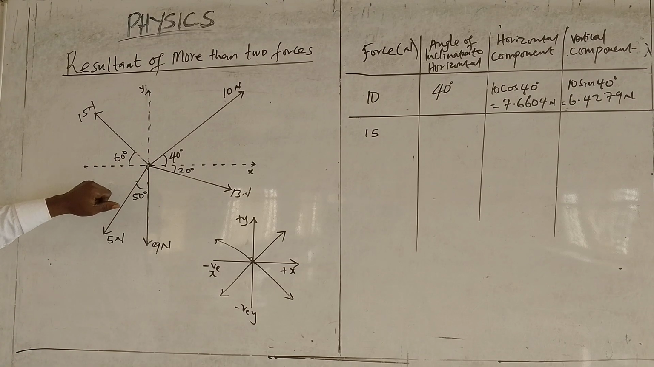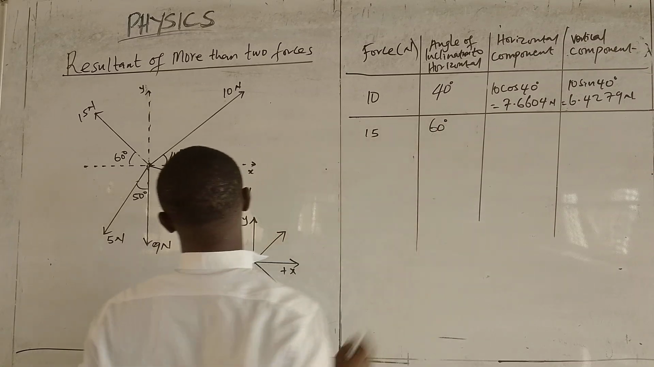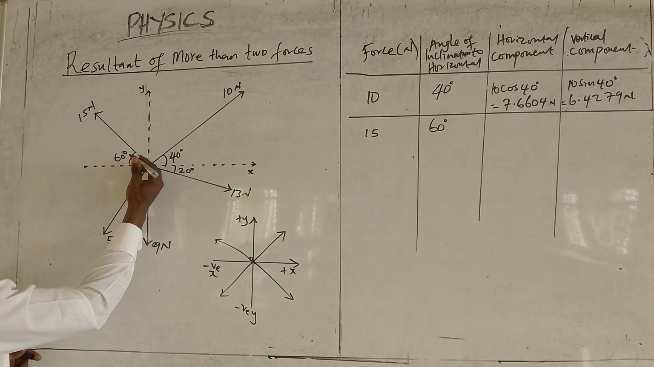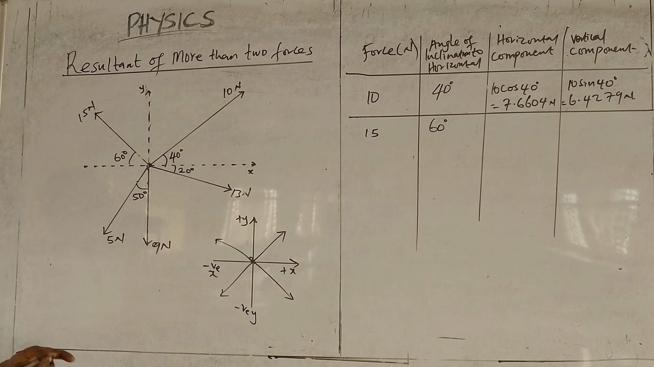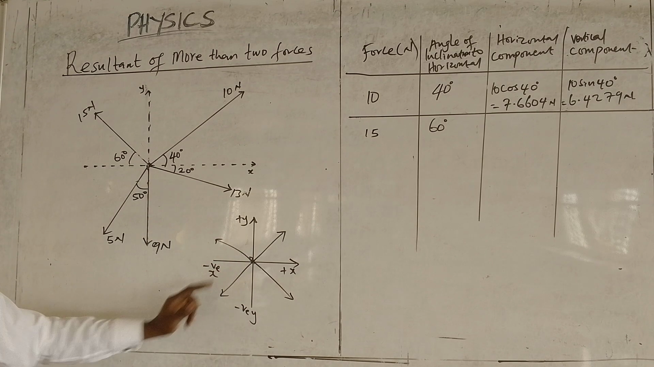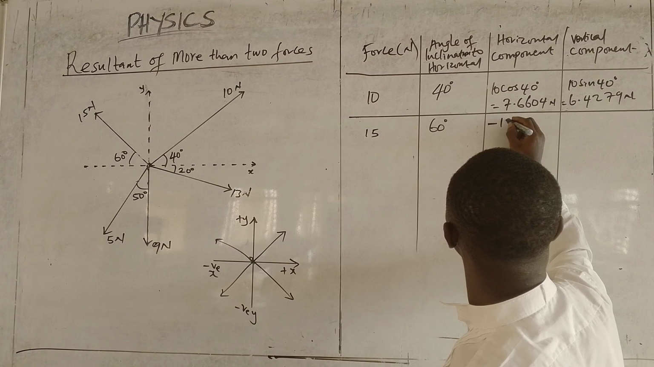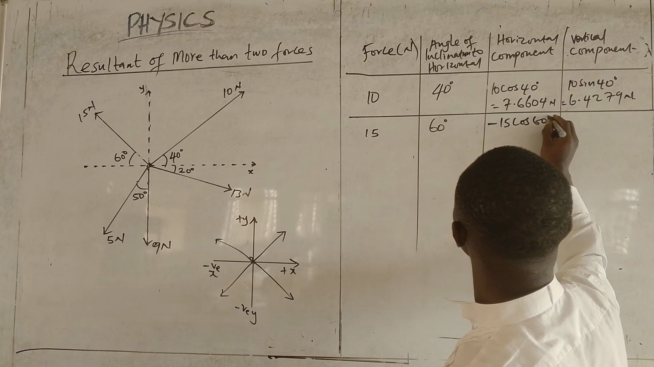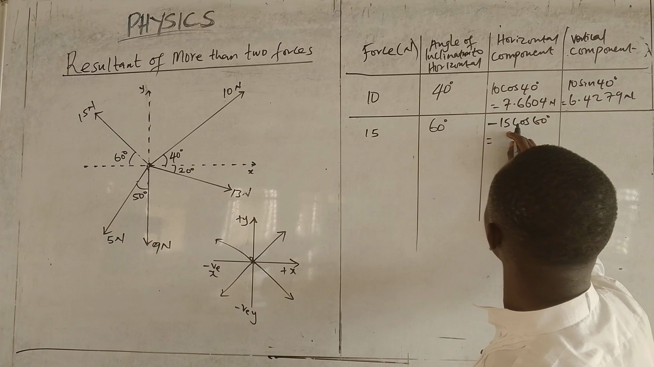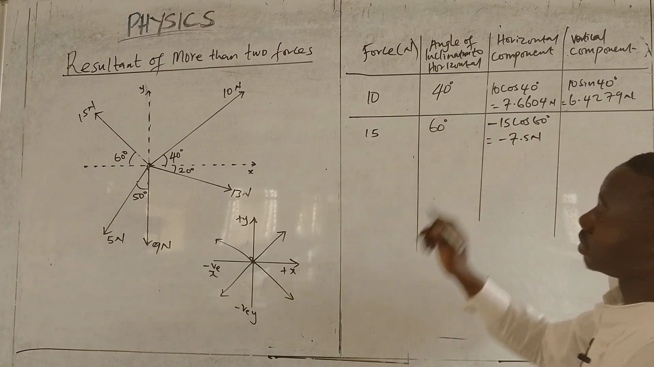Or let me play a trick on you. So the angle of inclination to the horizontal is what? 60 degree. Now the horizontal component, is this force going to have positive or negative horizontal component? Something is moving this way. That's negative horizontal. So your minus first. So that's going to be minus 15 cos 60 degree. And that's minus 7.5 Newton.